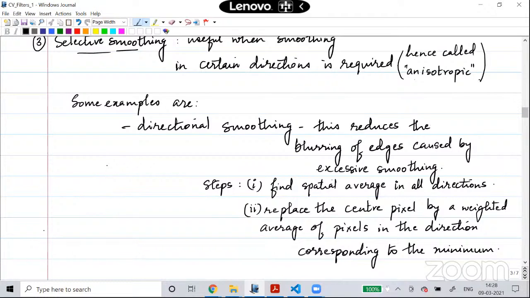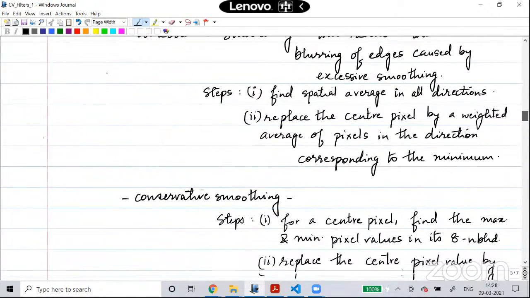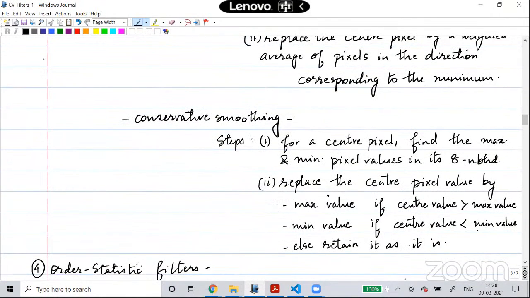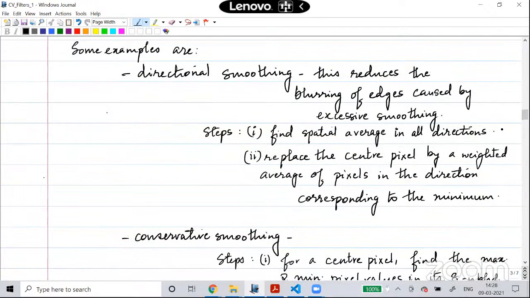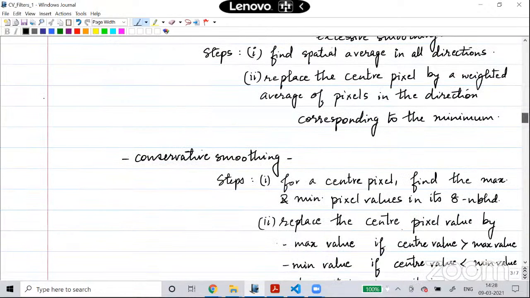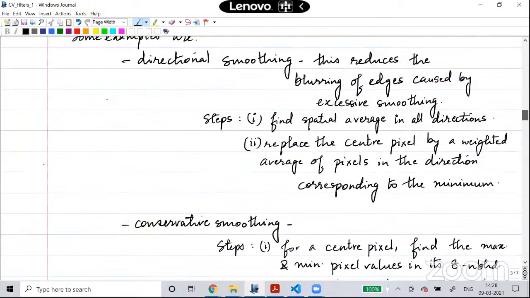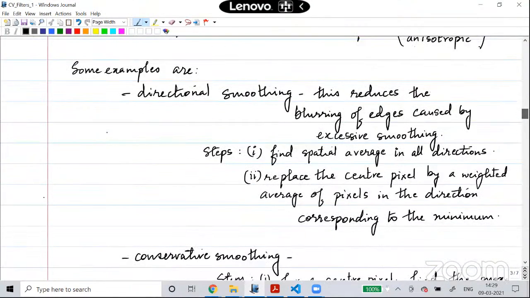Then there is also conservative smoothing, where you replace the center pixel value by the minimum of the center and the max value in its 8 neighborhood, or the maximum of the center and the minimum value. And if neither of these conditions happen, then you retain it as it is. Okay, so this is conservative because it does not do much. For example, directional smoothing makes a lot of change, whereas conservative smoothing will not make so much of a change. Well, there are many more also actually. I have just written 2 examples here.